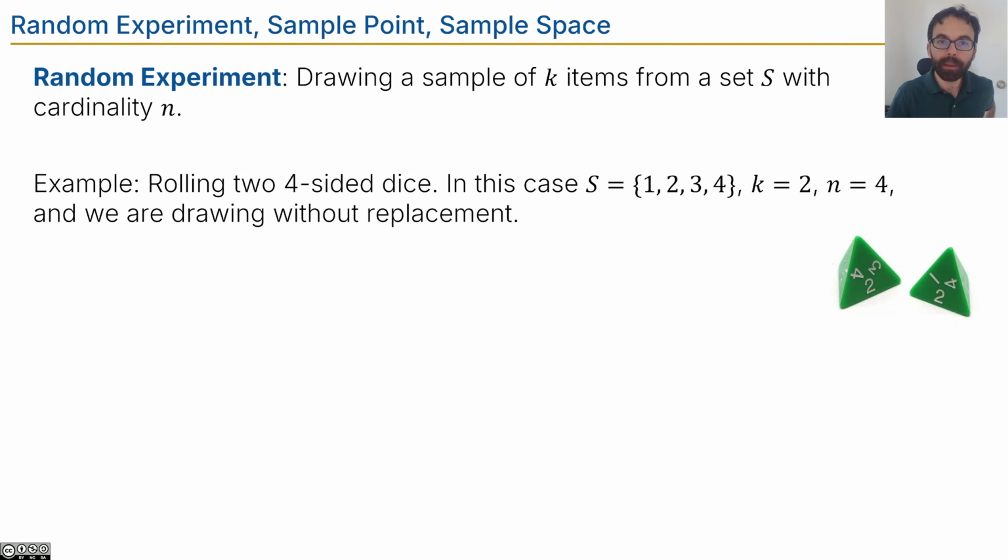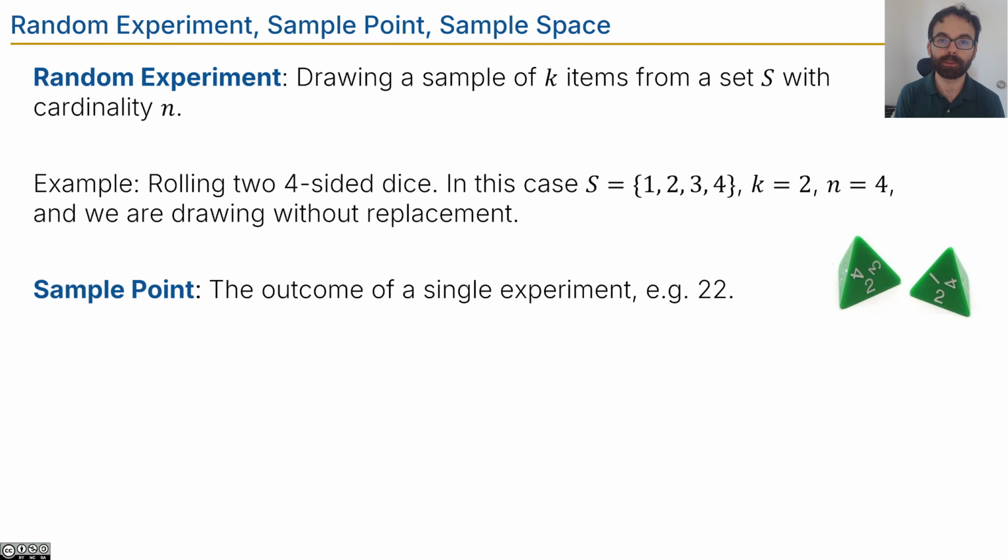So for example, imagine we are thinking about rolling 4-sided dice, 2 of them in particular. In this case, our set of possible outcomes is a 1, a 2, a 3, or a 4. Our cardinality is 4, and I'm rolling k equals 2 dice. In this particular case, we see that someone rolled 2 2s. I don't know if you've ever seen one of these dice. They're little tetrahedrons. The number that comes up right side up, that's going to be the number you get.